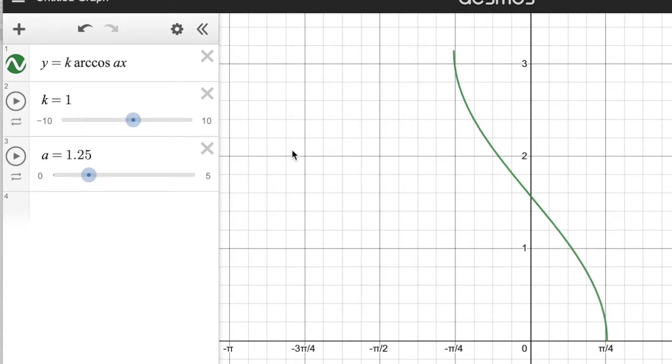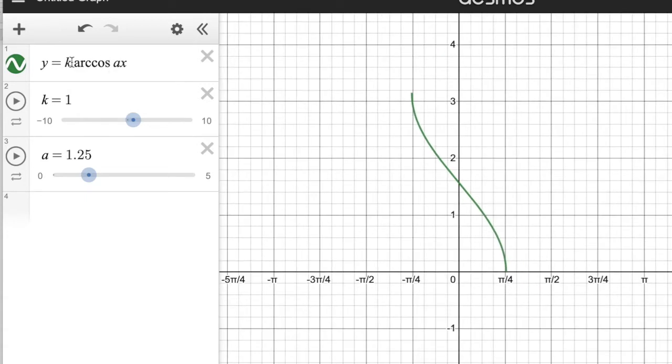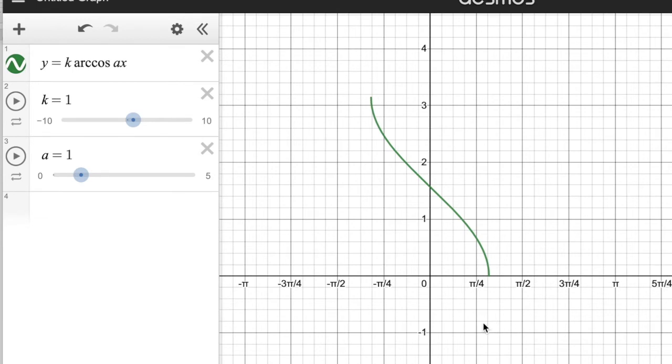Now let's look at the a. So I've got cos inverse, arc cos of ax. Now at the moment I've got a set. Let's just set it to 1 to begin with. There we go. So that's normal now. So right now we just have y equals cos inverse of x. So here we are here at 1, minus 1. This is pi up here. Okay, so 0 to pi. That's the normal one. Now, what I'm going to do is increase my a.